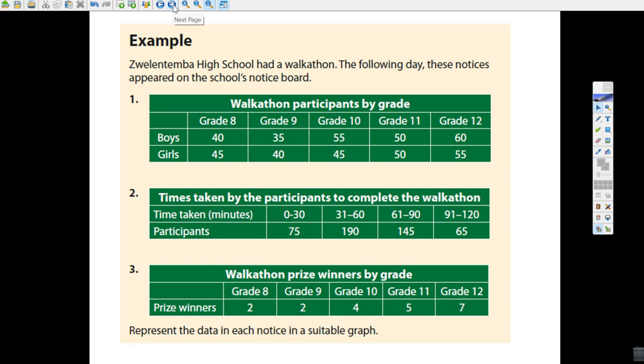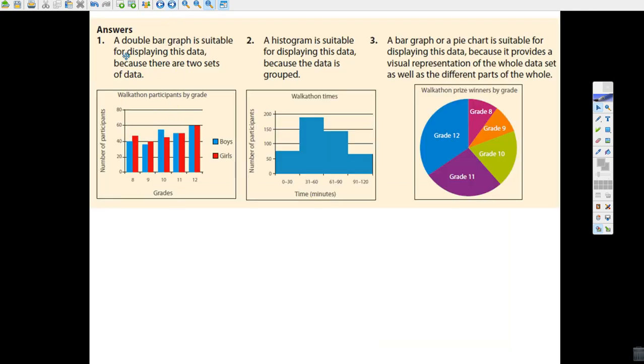The first one, let's take a look at the walkathon. The double bar is the best one for this because there's 2 sets of data. A double bar graph, so we can put the grade 8 boys and girls and we can compare them. Boys is blue, girls is red, and that's a good way of displaying the data.